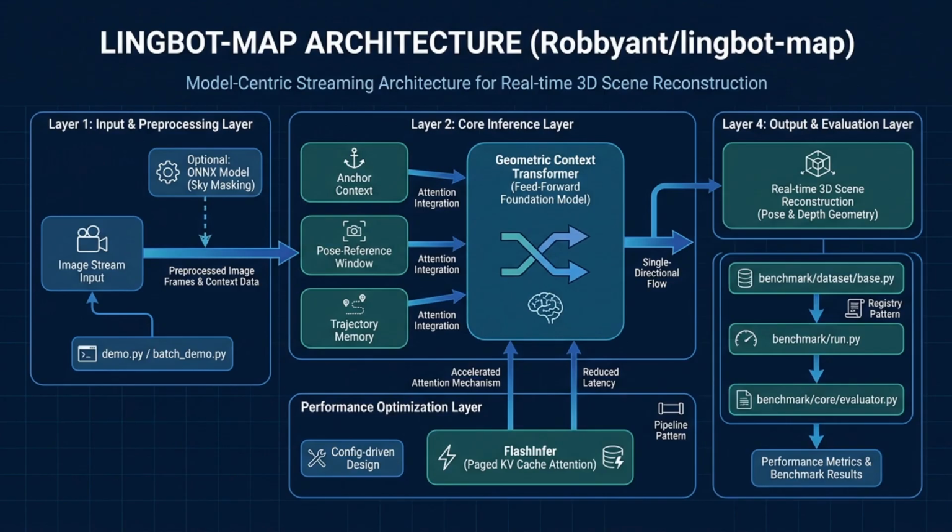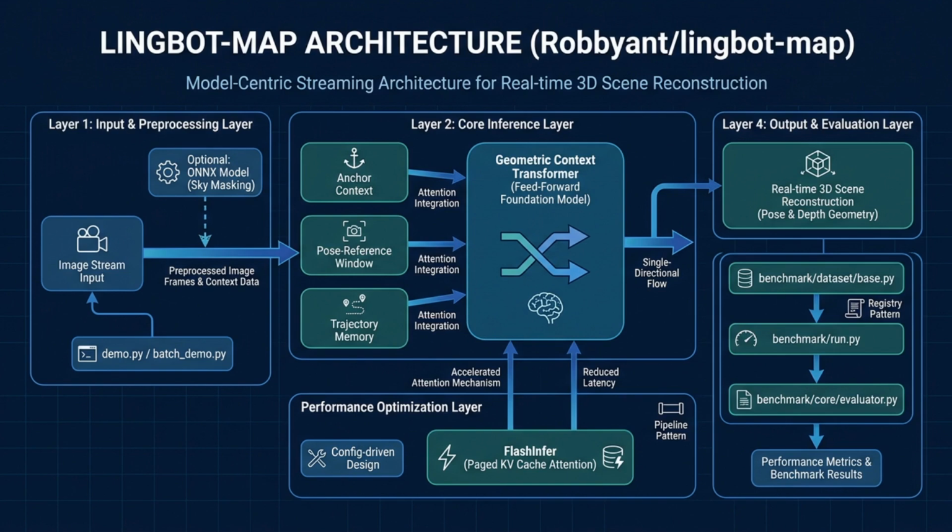Lingbot-map approaches this differently. Instead of slow iterative optimization, it uses a single feed-forward neural network. This network learns to do everything at once: locate the camera, build the geometry, and correct for drift, all in a single pass, straight from the video stream. The magic behind lingbot-map is its geometric context transformer, or GCT. You can think of it as a highly specialized brain just for spatial reasoning. Unlike older methods that handle tasks separately, the GCT unifies camera tracking, geometry creation, and long-term consistency into one single streamable process.